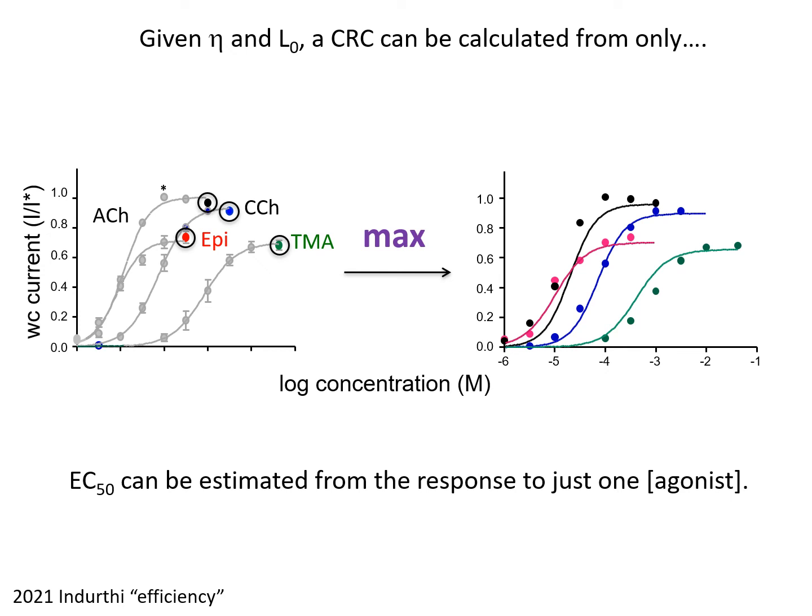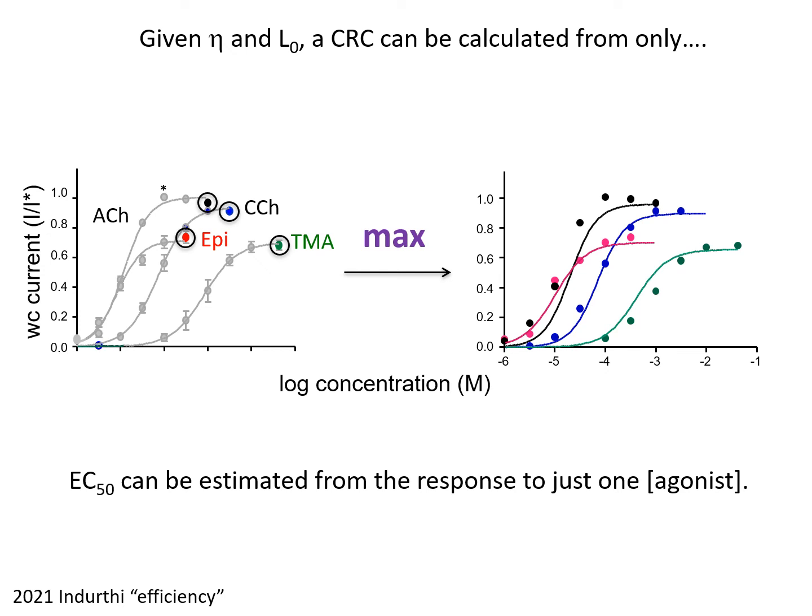And you can see on the right, we calculated the entire dose response curve from just these maxima, and you can see you get a pretty good fit. ACH is off a little bit, maybe because of desensitization, lowering the maximum. TMA is off a little bit because it's 54% instead of 50%, but both the epibatidine and the carbachol points are very well fit. So EC50 can be estimated from the response to just one agonist concentration. This seems to me to facilitate dose response curves if you only had to measure the response at one concentration in order to calculate the whole curve.